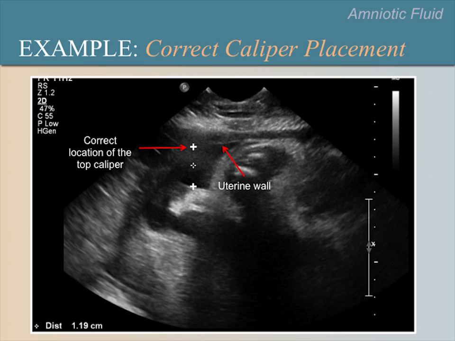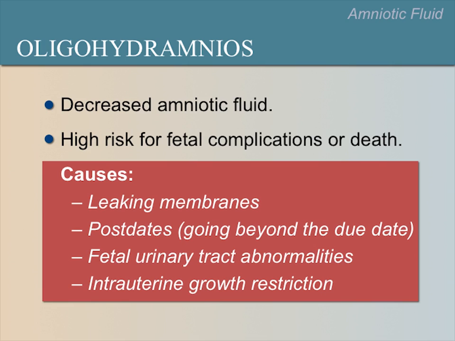In the lower left image, notice that there is a loop of cord, but that the measurement is taken next to it, and the vertical line between the calipers does not cross the cord. When the AFI is too low, it causes a condition called oligohydramnios, which presents a high risk for fetal complications or death. There can be several causes of a low amniotic fluid volume, such as leaking membranes, a pregnancy that has gone beyond the due date, various fetal urinary tract abnormalities, and intrauterine growth restriction.